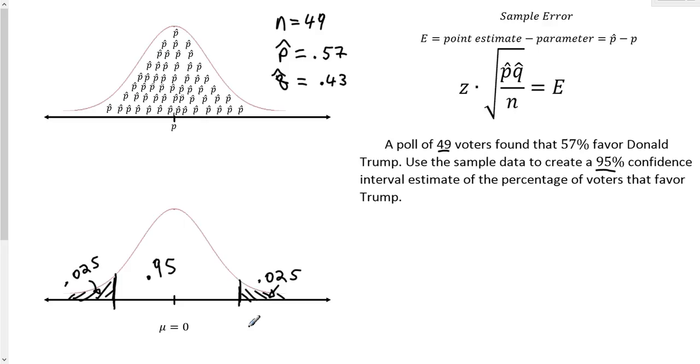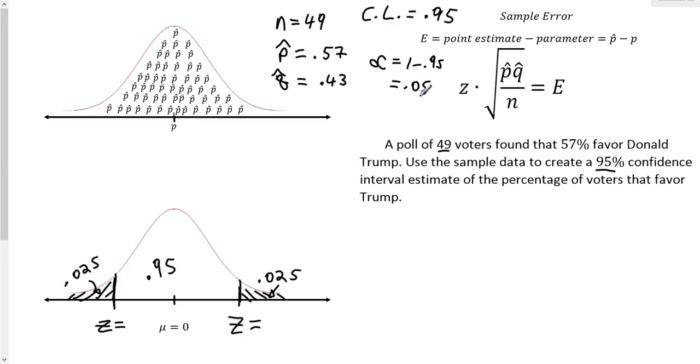Now I need to find the z-scores that separate these values, remembering that the areas down here are going to be the same as the areas up here when I find the margin of error, okay? So that's what this 95% is for. That 95% is the confidence level, 0.95. The complement of the confidence level is called alpha, the significance level. And alpha in this case is 1 minus 0.95, which is 0.05.